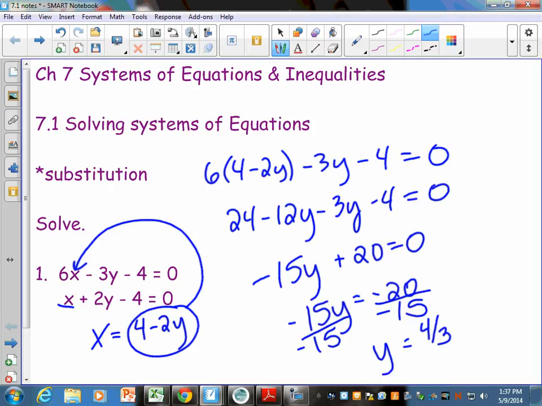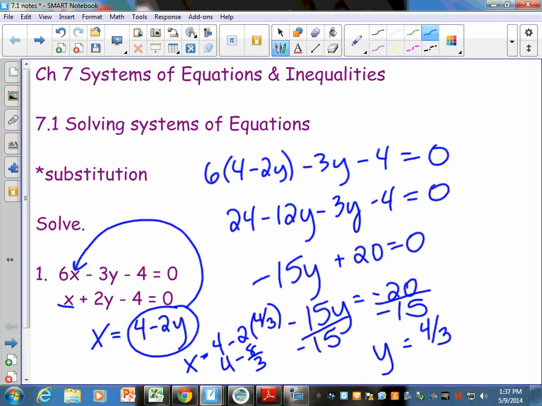So Colton said don't forget that you have to plug that back in and solve for x. You could plug it in here. You could plug it in here. But to me, the smartest place to plug it in is right here because it's the least amount of work. And I could say 4 minus 2 times 4/3. And don't forget you have a calculator, so don't freak out too much about that.